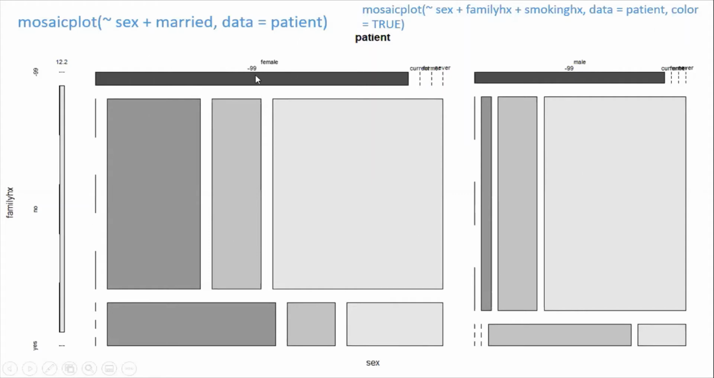Under female, we cross-tabulate between family history and smoking history. Here it is a little bit tricky, but I think this side is minus 99. This one is minus 99, this line is minus 99. This one is current, former, and ever. The labels are a little bit cluttered, so you cannot read them, but again, minus 99, current, former, ever.